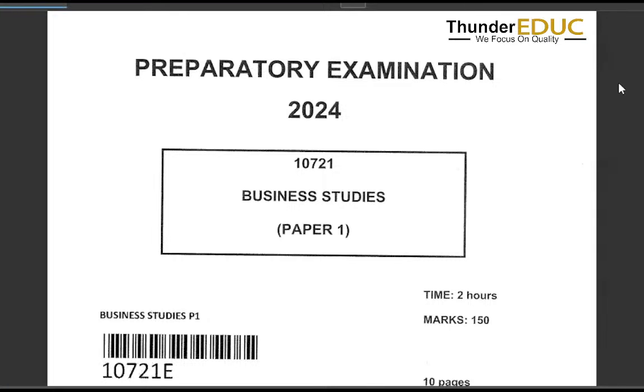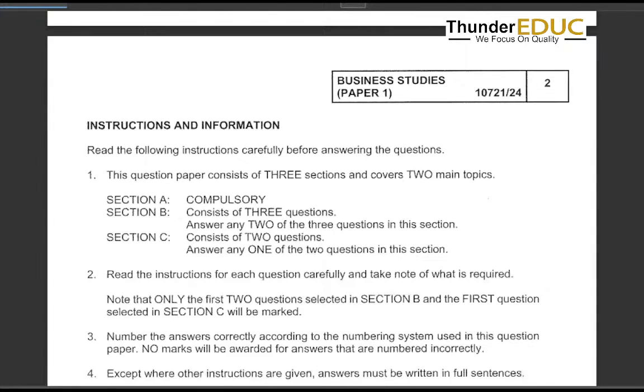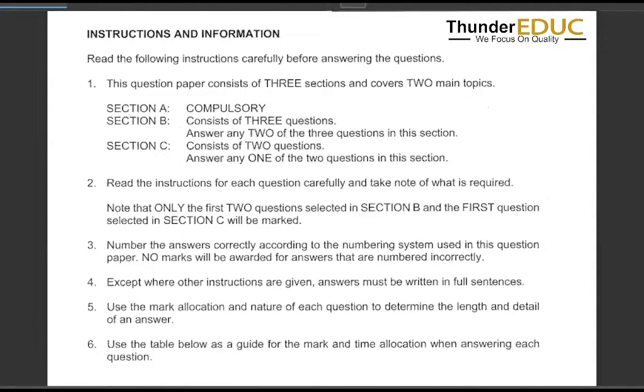2024. So now, if you still remember, the paper carries 2 hours with 150 marks. Grade 12s, if you still remember, I always tell you that whenever you are writing business studies or even in other subjects, you should always pay much attention towards the information and the instructions given. So now, if you check the set of instructions given, it says this question paper consists of 3 sections and covers 2 main topics. So now we have 3 sections, which is section A, section B, and section C.